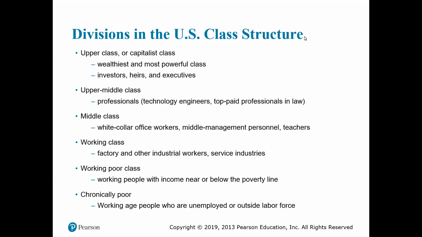Divisions in the U.S. class structure are prevalent in the United States. The United States has a number of class divisions which have largely remained unchanged since the post-World War II era of the 1950s. So let's talk about what these mean. The upper or capitalist class is the wealthiest and most powerful class of investors, heirs, and executives. Some members have investments in income-producing property such as media conglomerates, high-rise hotels, apartment buildings, and more. Others are presidents of major companies, sports or entertainment celebrities, or top-level professionals.